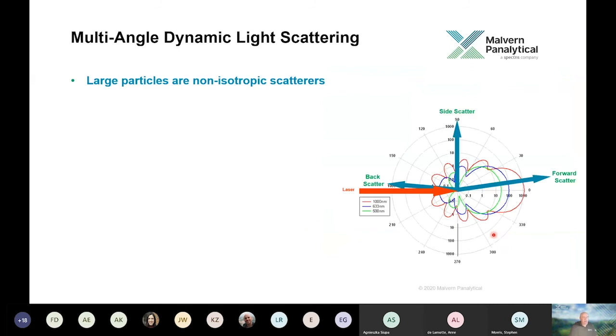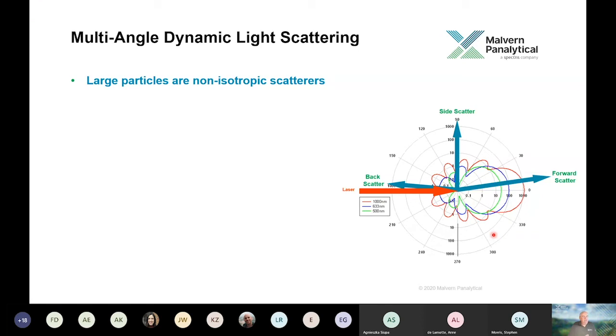Now, MADLS. So when we are dealing with fairly large particles, and we can define those with diameters greater than 1/10 of the laser wavelength. So the laser used in the Nano and the laser used in the Ultra is 633 nanometers. It's a red laser. It's a helium neon laser.